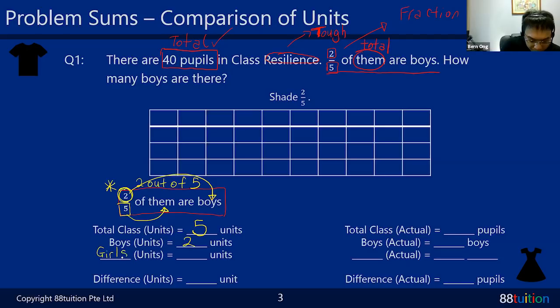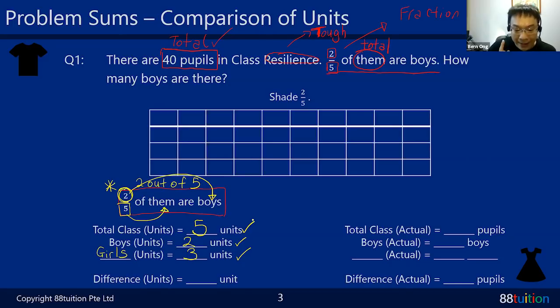So if I have 5 total units of pupils in the class and 2 units are boys, how many units of girls are there? There will be 3 units of girls. How come? 2 plus 3 must give you 5. Can you see? So remember, every one fraction will give you 3 very important pieces of information. Once you know that, very easy to do.